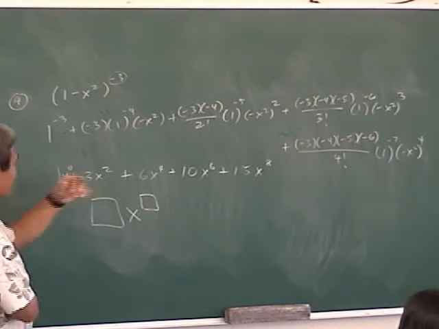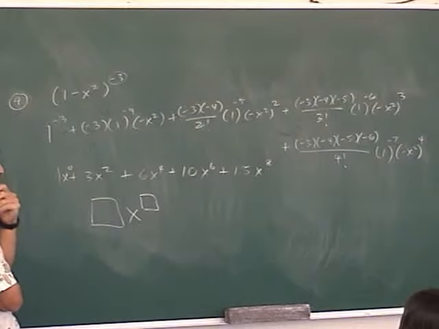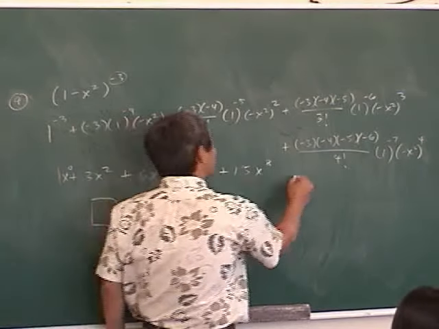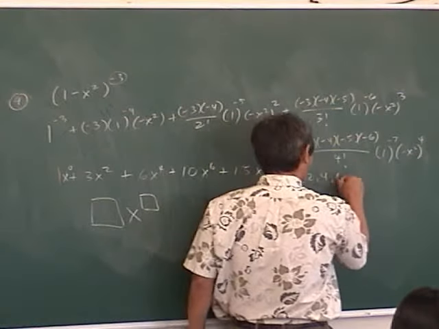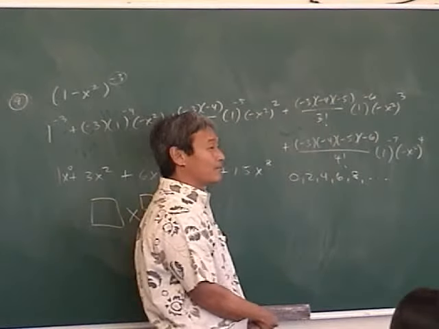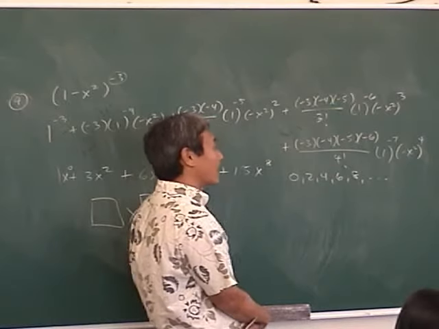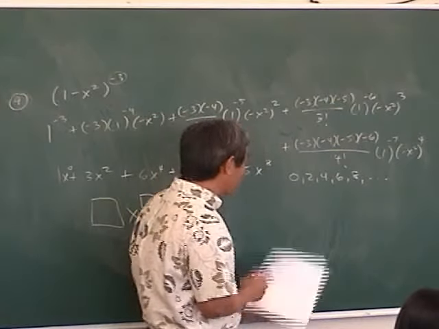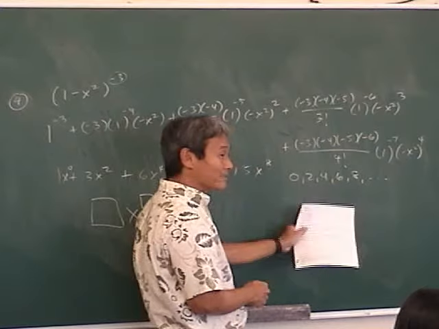0, 2, 4, 6, 8. That's a pattern. Come on, this is algebra 2. 0, 2, 4, 6, 8. What kind of sequence is this? SAT prep, we learned this also. This is called an arithmetic sequence because it has a common difference. You keep adding the same number every time.